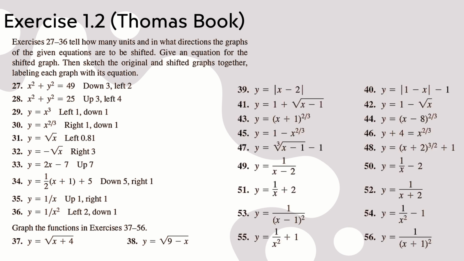Similarly, absolute x minus 2 graph in question 39. We know the graph of y is equal to absolute x is known, so that's the graph of y is equal to absolute x. And then we shift the graph 2 units to the right, so it's 1 and 2, so the graph will be like that.